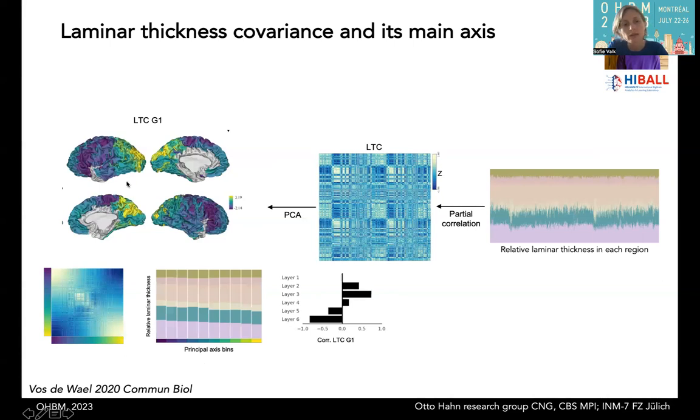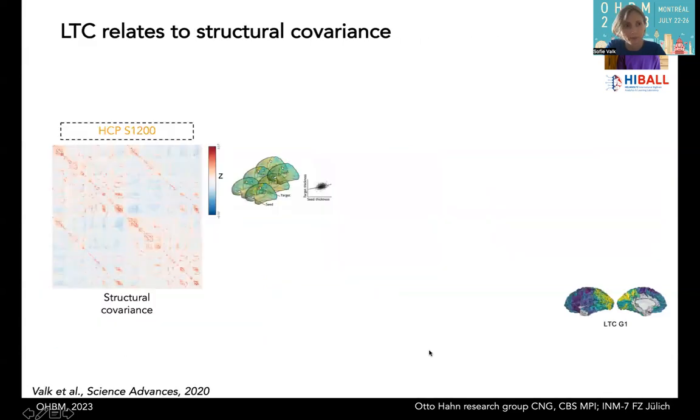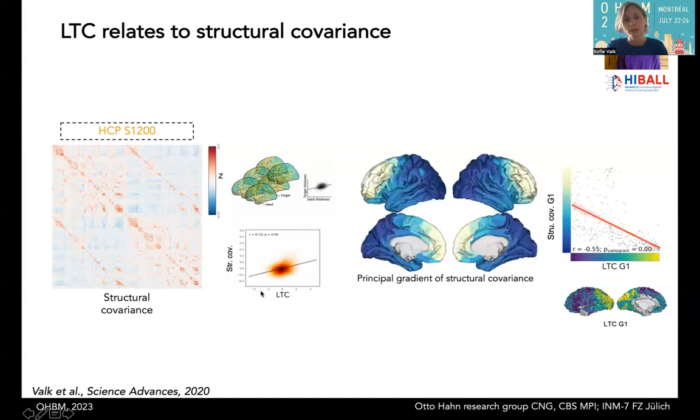And what is cool is that this differentiation actually differentiates layer 3, or supragranular layer, thickness from those in the deeper layers, as you see here. So that is the pattern of laminar thickness that is actually underlying the dominant pattern that we observe here. What is also super nice, at least for me as a structural covariance fan, is that we find that this layer thickness covariance relates to structural covariance. So this within-subject analysis related to this group-level analysis I presented in the first study.